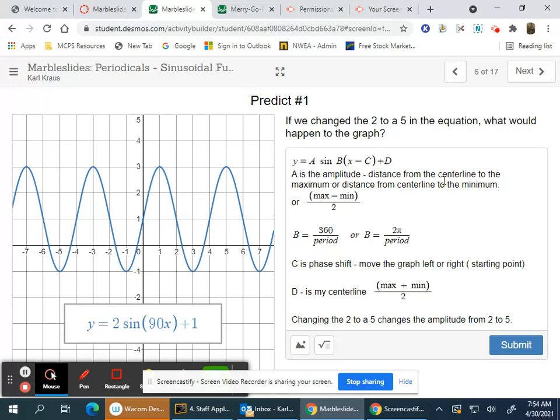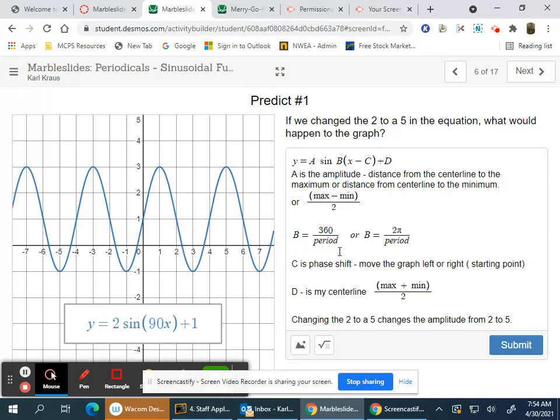A is the amplitude. That's the distance from the center line to the maximum, or the distance from the center line to the minimum. Or you could use this little formula here, max minus min divided by 2. So the maximum here is 3, the minimum -1. 3 minus a -1 is 4, divided by 2 is 2. So that's represented right here. The amplitude is 2, or if I go from the center line, which is 1, to 3 is 2 units, or 1 to -1, that's also 2 units.